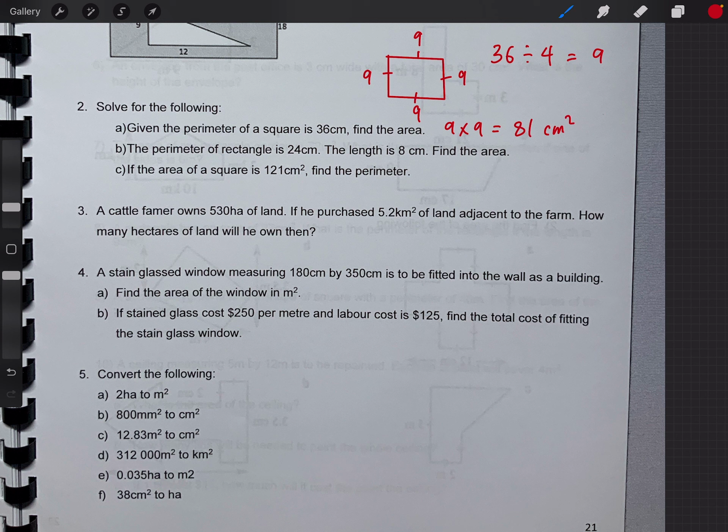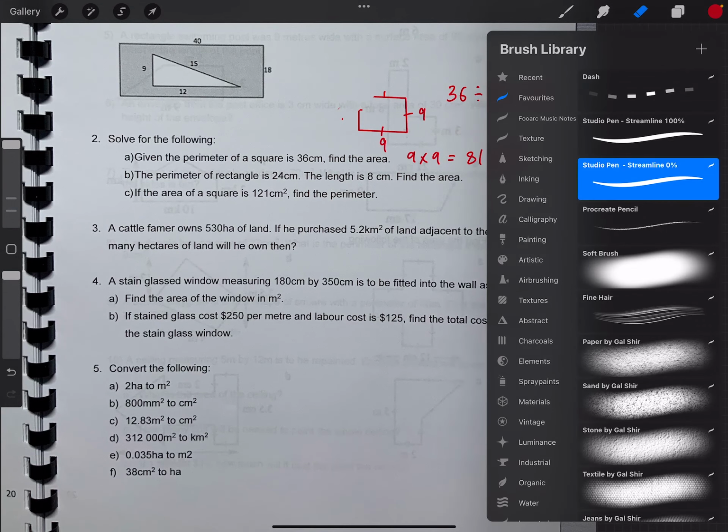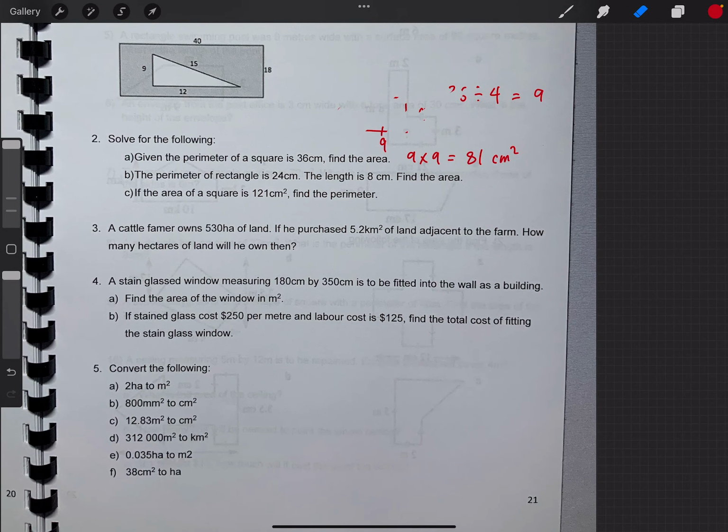Done. The perimeter of a rectangle is 24. The length is 8. Find the area. Okay, so just gonna rub this out. There we are.